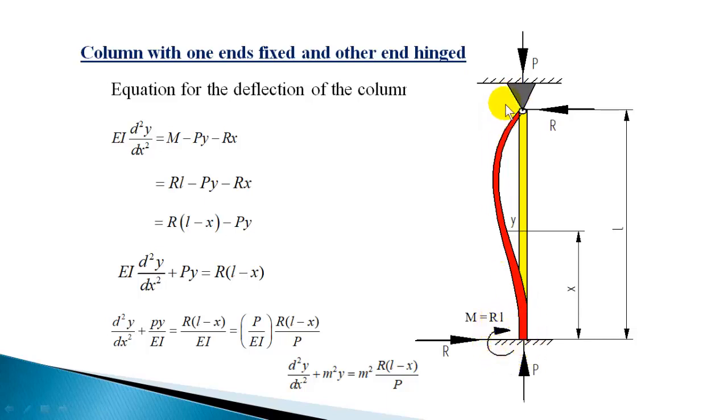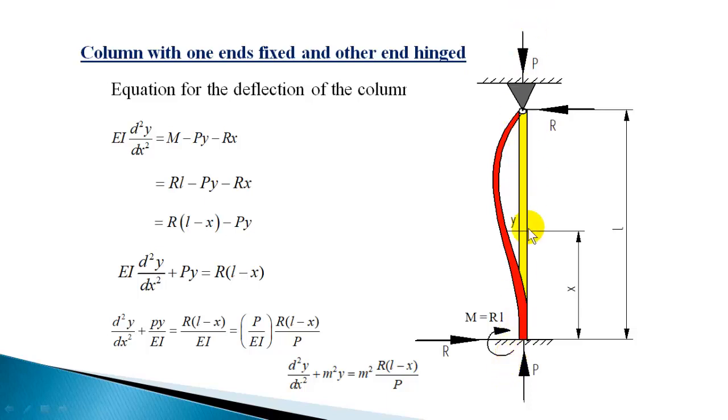The hinged end cannot do that. When the column buckles, the slope will not be zero at the hinged end, but at the fixed end the slope will be zero and there will be a resisting moment exerted at the fixed end.